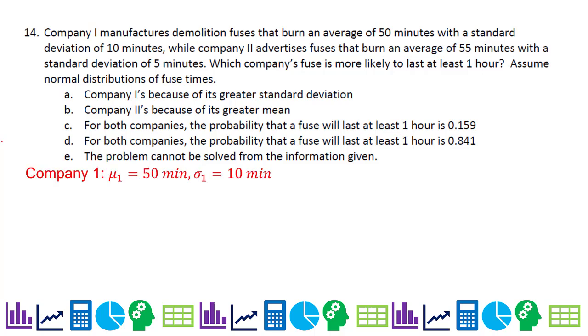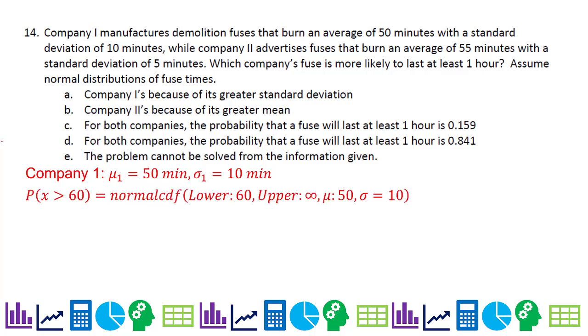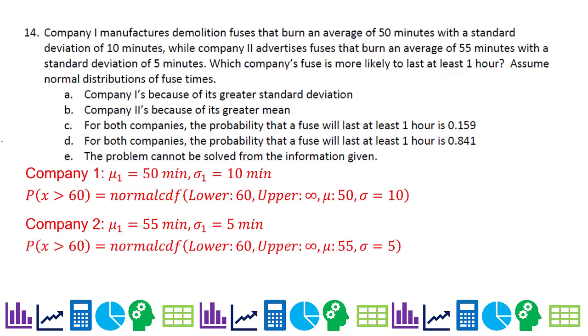So Company 1, here are the parameters. So notice these are not statistics. These are population parameters. We know mu and we know sigma. So the probability it lasts greater than 60 minutes, if I do it on the calculator, which I'll show you in a second, is normal CDF, lower 60, upper infinity, and then put in the mean and the standard deviation. Company 2's parameters are slightly different. So instead of 50, I put in 55, instead of 10, I put in 5.